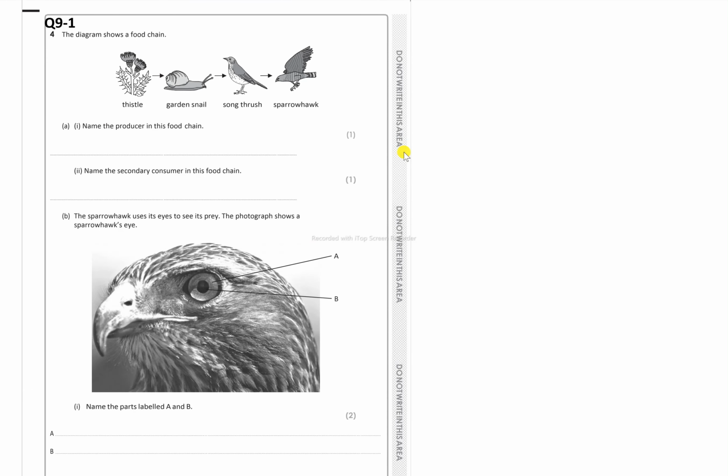Right, we've got a food chain of thistle, which is the producer. This is the primary consumer, and this is the secondary consumer, and this is the tertiary consumer. Right, name the producer. It's the thistle. Secondary consumer is the song thrush.